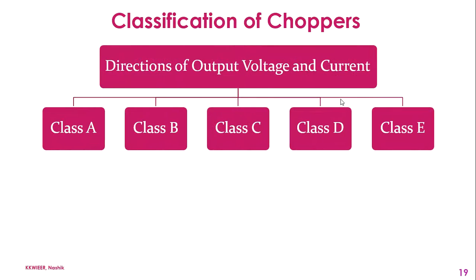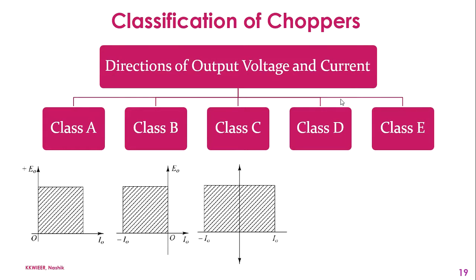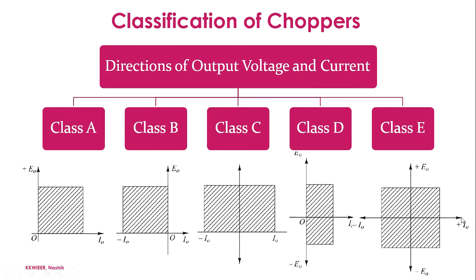Then another category is the direction of output voltage and current. On that basis there are 5 types: class A, first quadrant; class B, second quadrant; class C, these are 2 quadrants, here you can see; and class D, again 2 quadrants; and class E, which is a 4 quadrant.